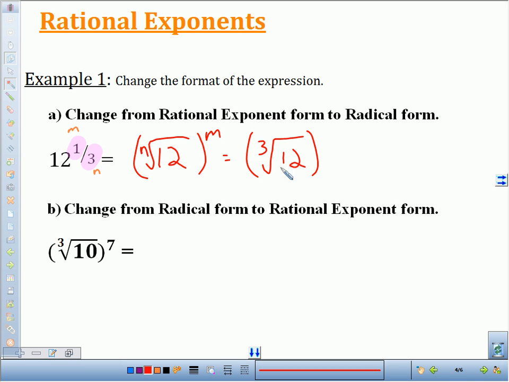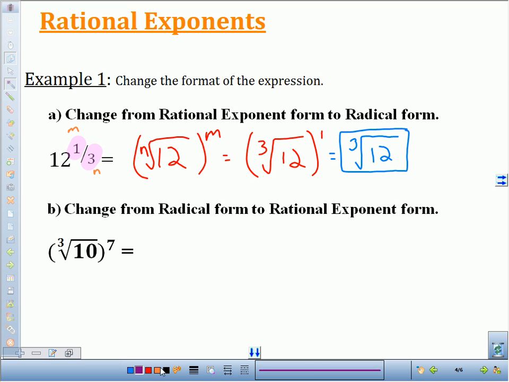Now I could put the parentheses around it and make it 1, but of course anything raised to the first power is just itself. So my final answer, the simplified form, would be the third root of 12. I usually don't even have to write these two middle steps. As long as I can identify m and n, I can usually jump straight to my final form. I wrote these steps out just to illustrate the thought process that went into it.